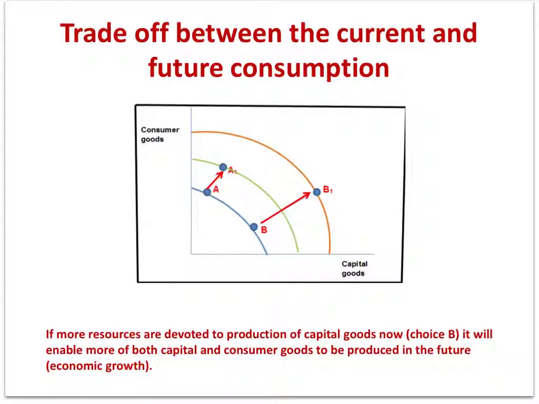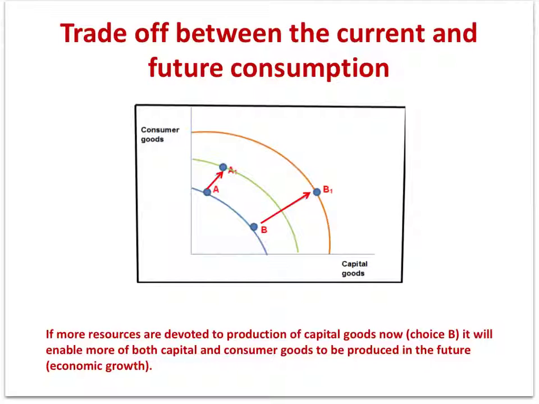Points A and B on this PPC show different choices made by two different countries. At the moment, country A is devoting more of its resources to production of consumer goods and less to production of capital goods. So at the moment, country A is enjoying higher consumption. Country B is devoting more of its resources to production of capital goods and less to production of consumer goods.